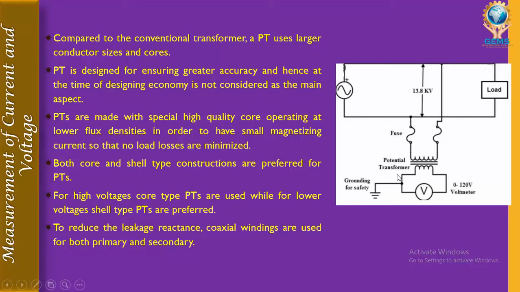So what is leakage reactance? It is an artificial flux, or a mutual flux created between the primary winding and the secondary winding. So the mutual reactance created between the primary winding and the secondary winding, we call it leakage reactance. To reduce the leakage reactance, we have coaxial windings in both the primary and secondary winding.